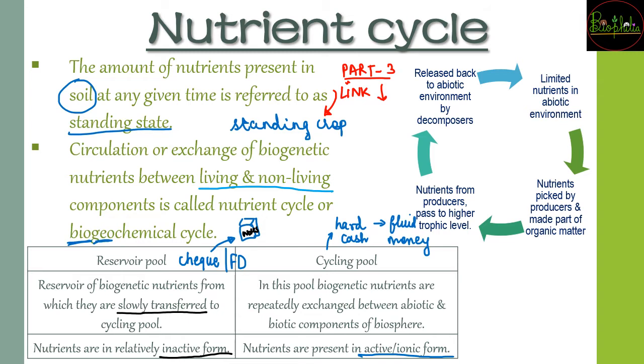And a very important example for the reservoir pool is nitrogen in the atmosphere. The nitrogen in the atmosphere is a reservoir because this nitrogen can be fixed only by some microbes. Humans cannot use it directly, nor can plants. So it is a reservoir pool from which, little by little, the active form is converted by microorganisms. These are the nitrogen fixing bacteria or some other bacteria which take the reservoir pool and convert it into the cycling pool.